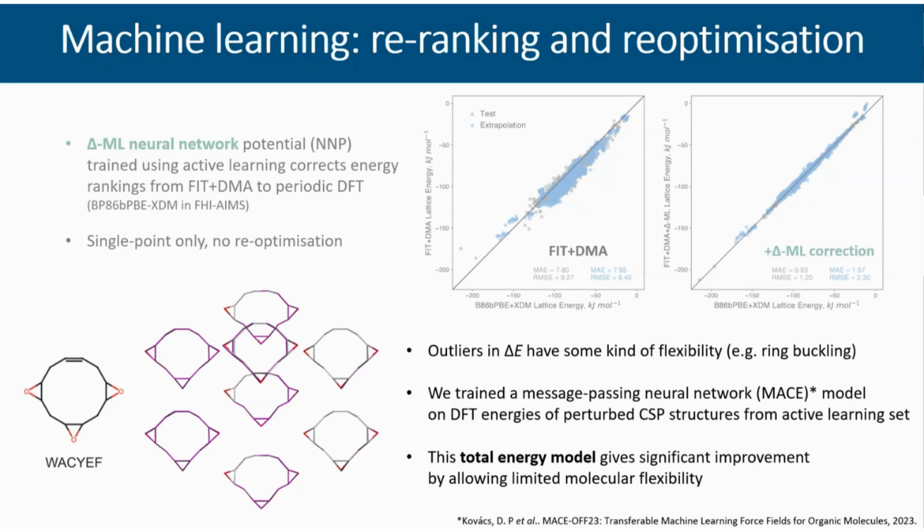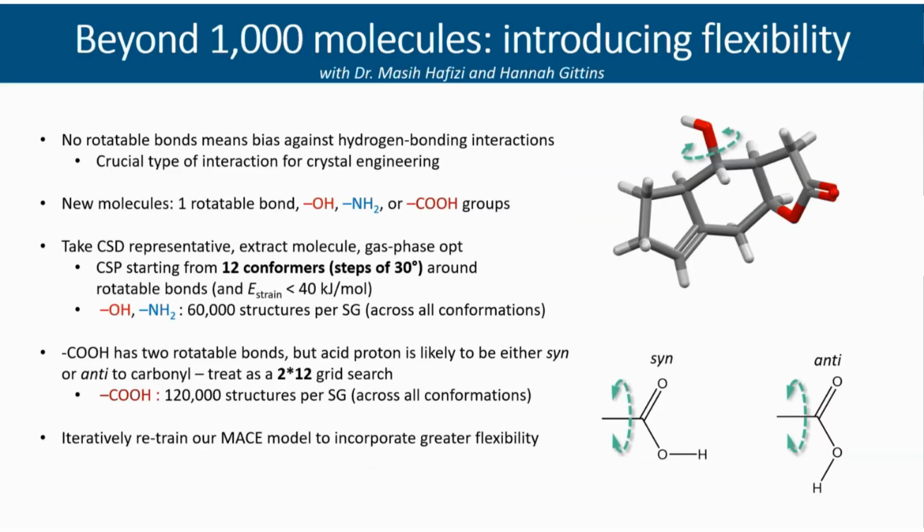And so, for example, in this case, we find that when we apply our neural network potential after having trained it on a lot of this CSP data, we get much improved structural agreement and energetic agreement as well. So in the interest of time, I will only gloss over this bit, but as unfortunately I'm no longer working with Graham, two of his other team members, Dr. Massi Hafizi and a PhD student, Hannah Gittins, are sort of picking up where I left off.